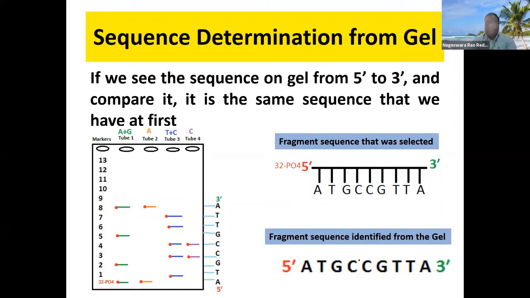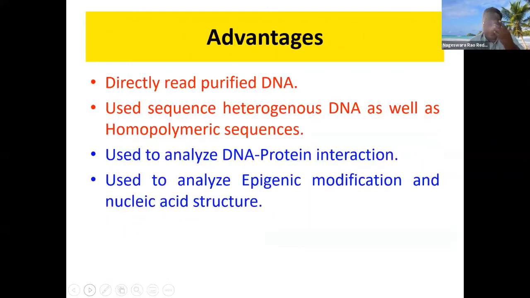So you can see here, this is a fragment which was selected, and this is the sequence we got. So this is how the Maxam-Gilbert method is used to determine the sequence from the gel. And now we are able to do this.